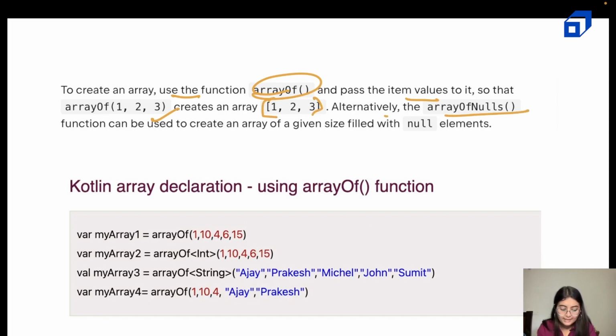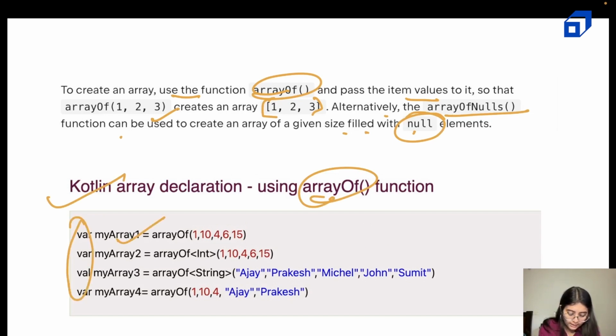Alternatively, the arrayOfNulls function can be used to create an array of given size filled with null elements. Okay, Kotlin array declaration using arrayOf function once again. So this is my array1. Okay, these all are keywords. These are the name of the array that you can decide. arrayOf is again a keyword. Okay, and then values you have to give.